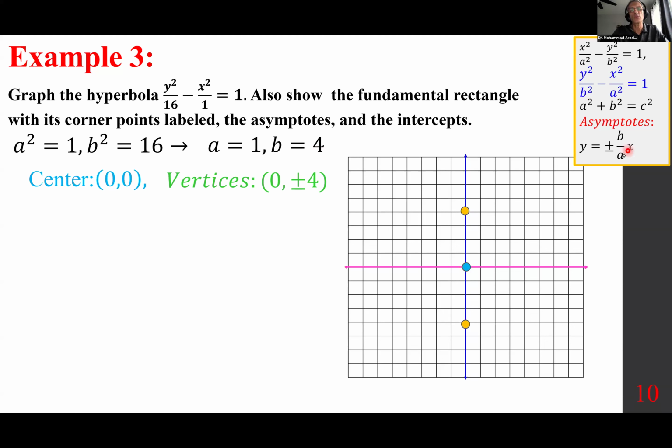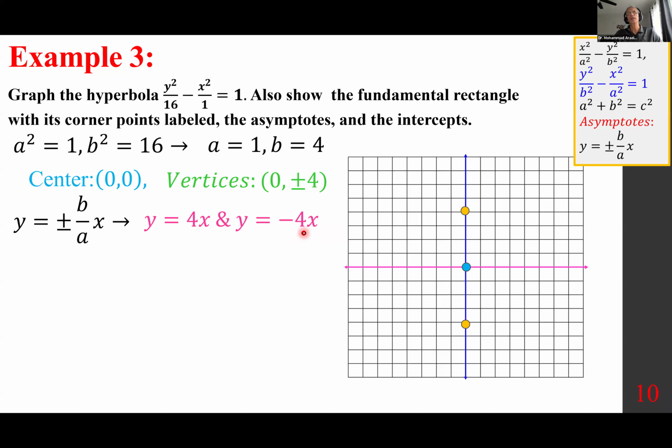Still, we use the same formula, y equals plus minus b over a times x, for the asymptotes. That makes it plus minus 4 divided by 1, which means 4x and minus 4x. b is 4, a is 1, 4 over 1 is 4. And again, they go through the origin. In this case, if you choose x to be 1, for example, you get 4 here, you get minus 4 here.